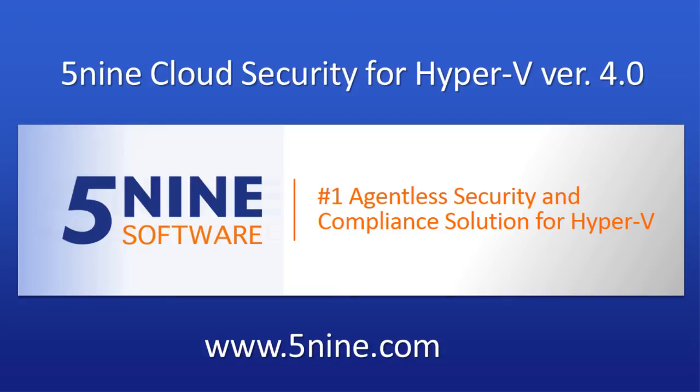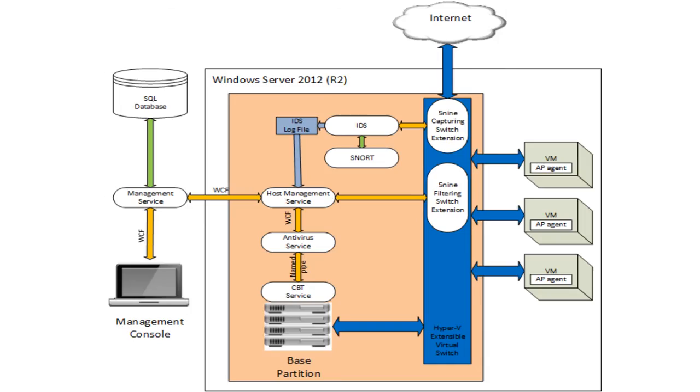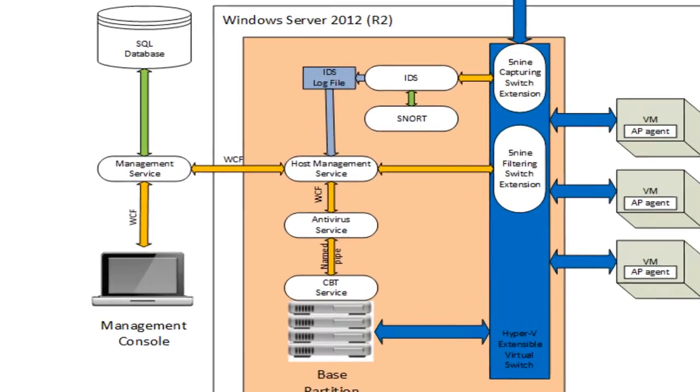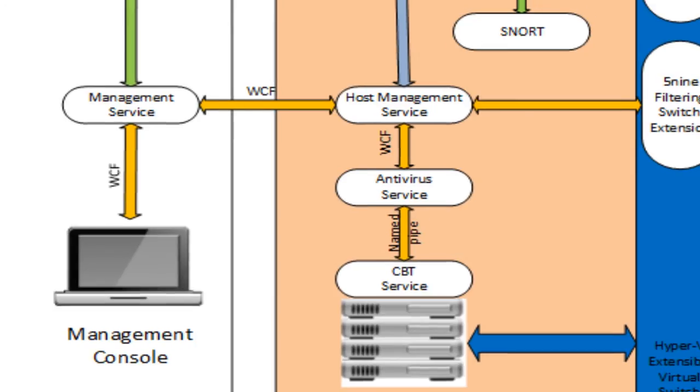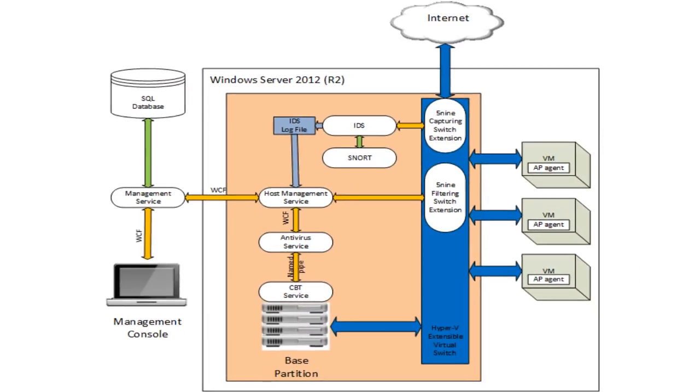5.9 Cloud Security for Hyper-V is the agentless security and compliance solution built specifically for Microsoft Hyper-V. 5.9 Cloud Security consists of three main components: Management Service, which acts as a management server; Management Console for 5.9 Cloud Security centralized management; and Host Management Service, which is installed on each Hyper-V host intended for protection. This makes 5.9 Cloud Security easy to install and maintain by administrators of any level.